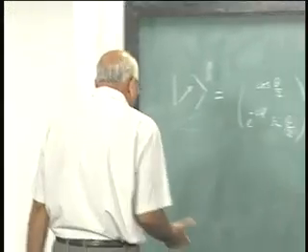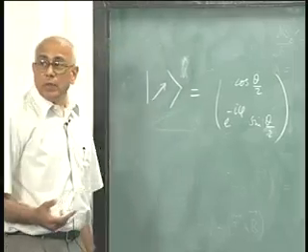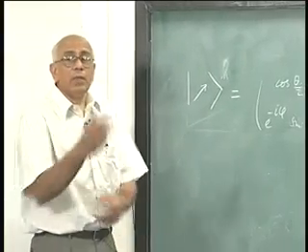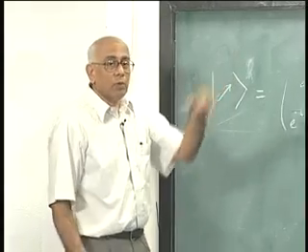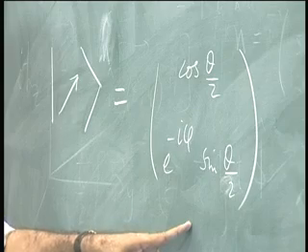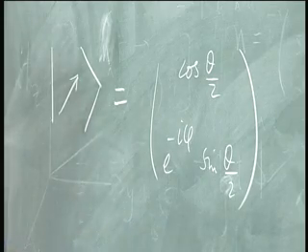Now you can quickly check that all the usual results will come out. For example, if theta is 0, that means the axis of quantization is z axis itself, I should get 1 0, and indeed I do. What happens if theta is pi?